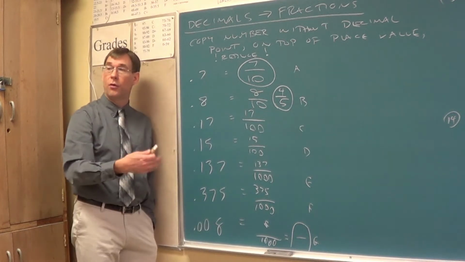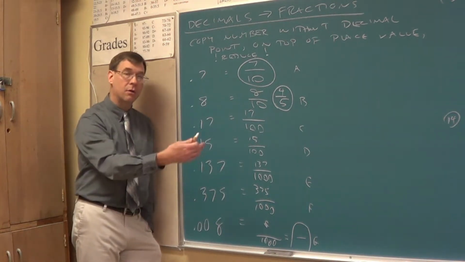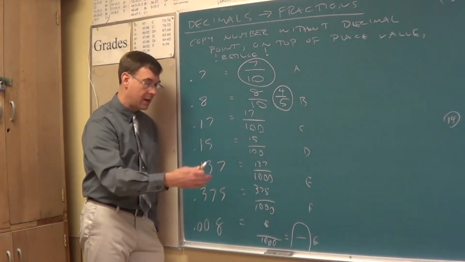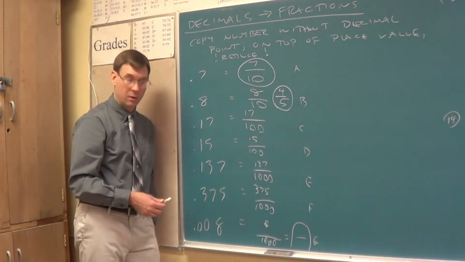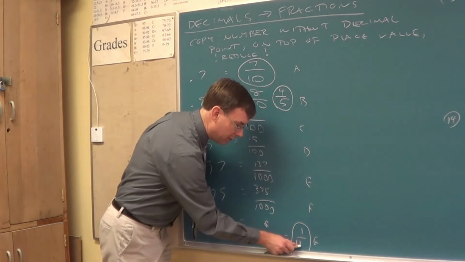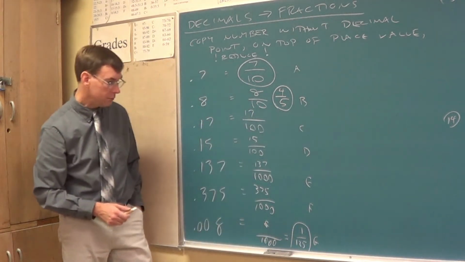Could you have used 2 and 4 to get going? Sure, but you'd have had to reduce in 2 jumps. There's nothing wrong with that as long as you make all the jumps. What do you think if you divide 8 into both? 1/125. It is 1/125, that is true.